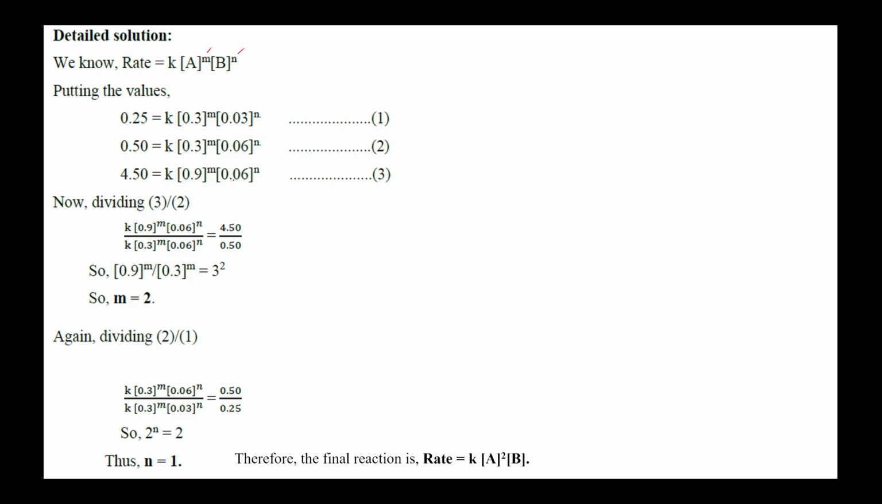So to solve for m and n, you can see that these two factors are same. So if you divide this, this will get cancelled out and you can easily solve for m. So m is equal to 2. Now again, if you divide these two equations, second by first equation, these two factors will get cancelled out and you will solve for n that is equal to 1. Okay. The rate equation will be k concentration of A raised to the power of 2 and multiplied by concentration of B. This is clear to everyone?